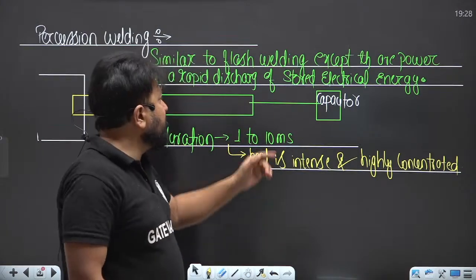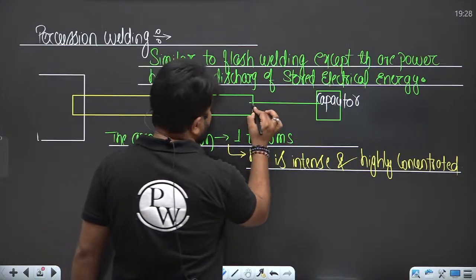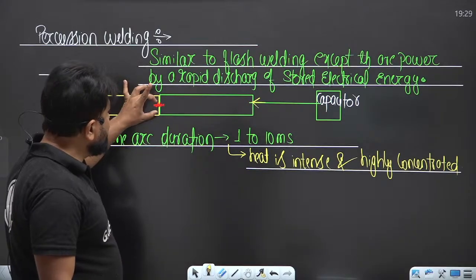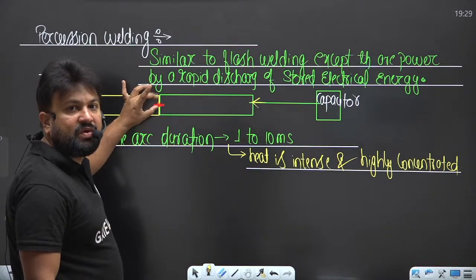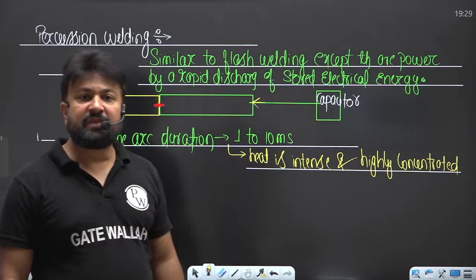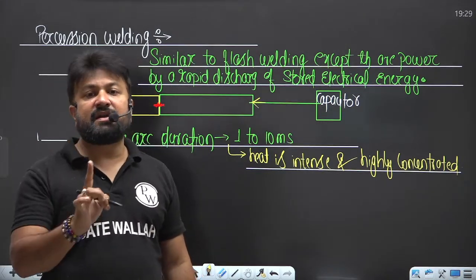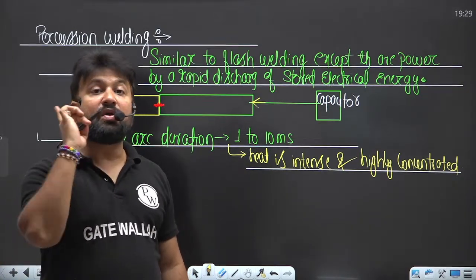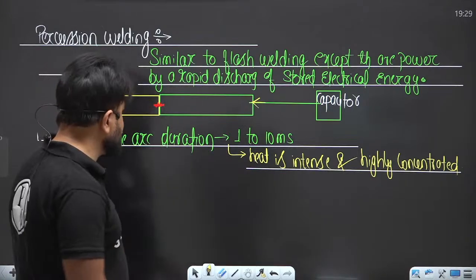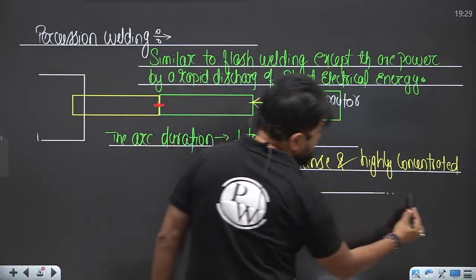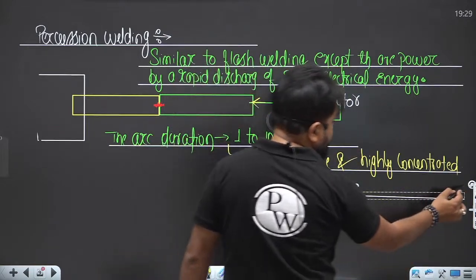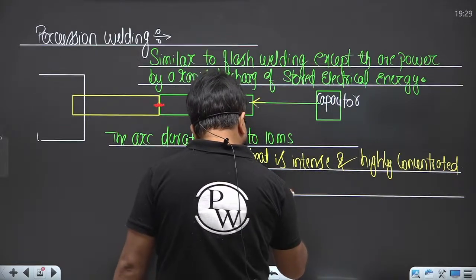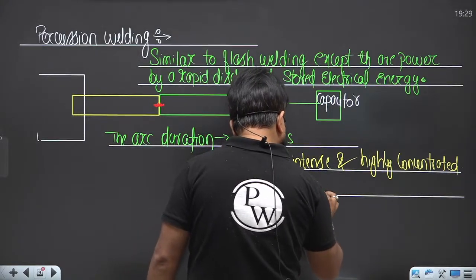So that's why when you apply the pressure, the fusion or melted zone will not go in the outward direction. So little bit upsetting is there. Here, small weld metal is produced, little or no upsetting, and low heat affected zone. Here, heat affected zone is low, my dear.